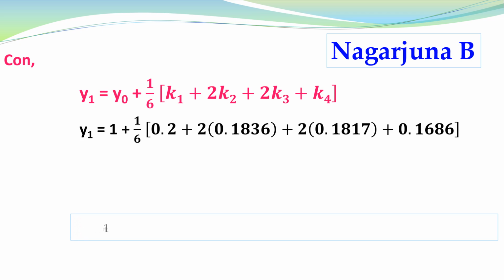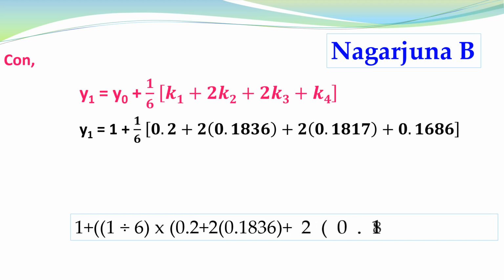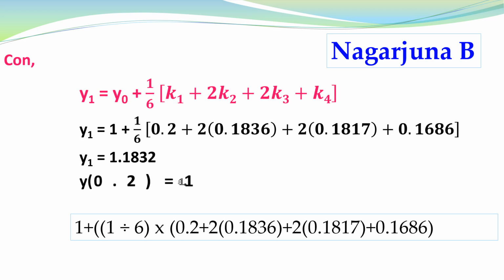This one in a calculator you can write in this format: 1 plus open double bracket 1 divided by 6 into open the bracket 0.2 plus 2 into 0.1836 plus 2 into 0.1817 plus 0.1686, close the bracket, and this one will give an answer, which I have written after rounding off to 4 digits, and that answer is y1 equal to 1.1832.